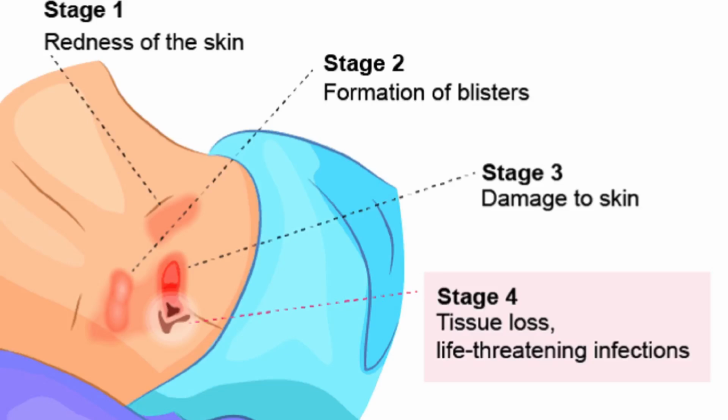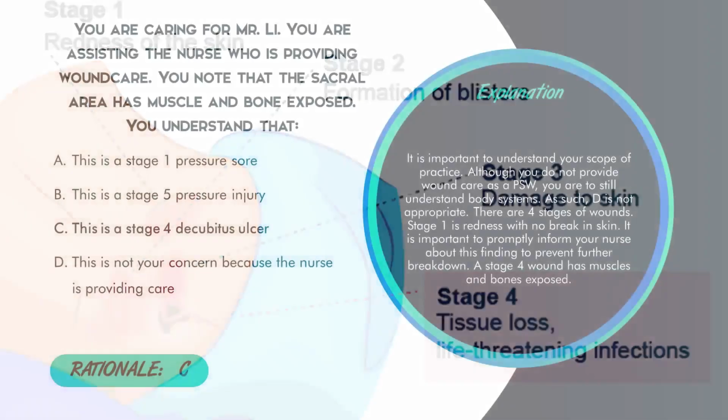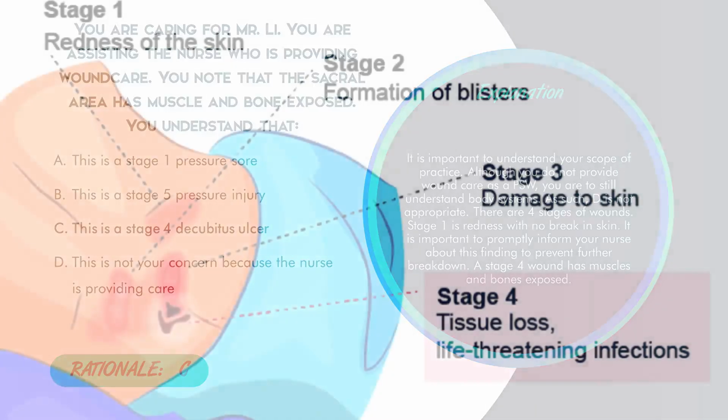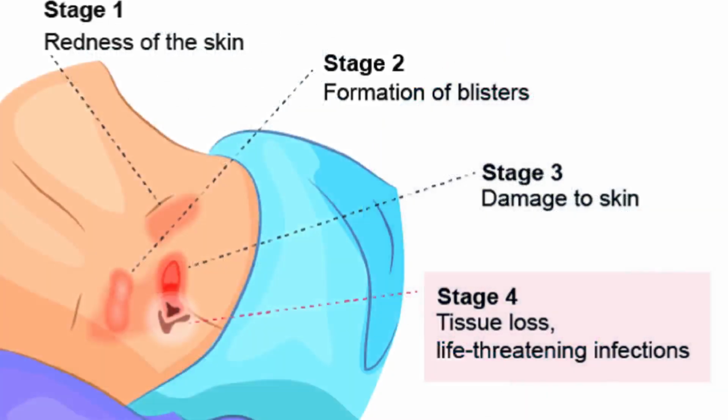Another thing is I want you to know that there are 4 stages. So B is never a right answer. There's no such thing as a stage 5 pressure injury, right? So just know that there are 4. And finally, just know what a stage 1 is, what a stage 2 is, what a stage 3 is, what a stage 4 is.